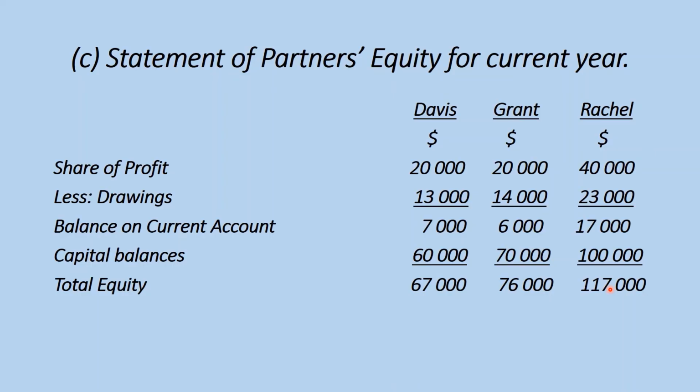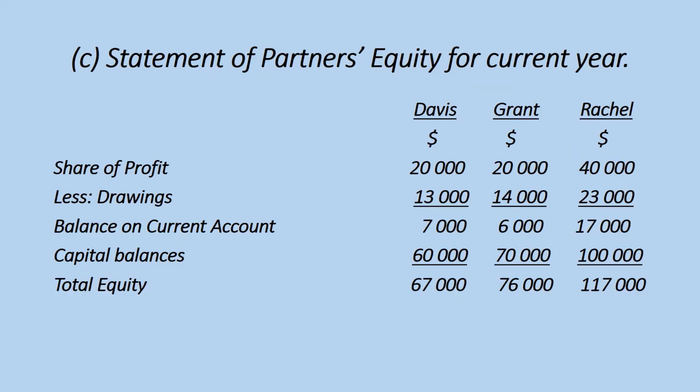Now what is going to happen is this capital balance of Davis is going to be transferred to these other two. And the 7,000 here will not be transferred to his capital account because this is already cash that he can withdraw, and he will not be transferring this to the other two partners because he's not going to sell cash.